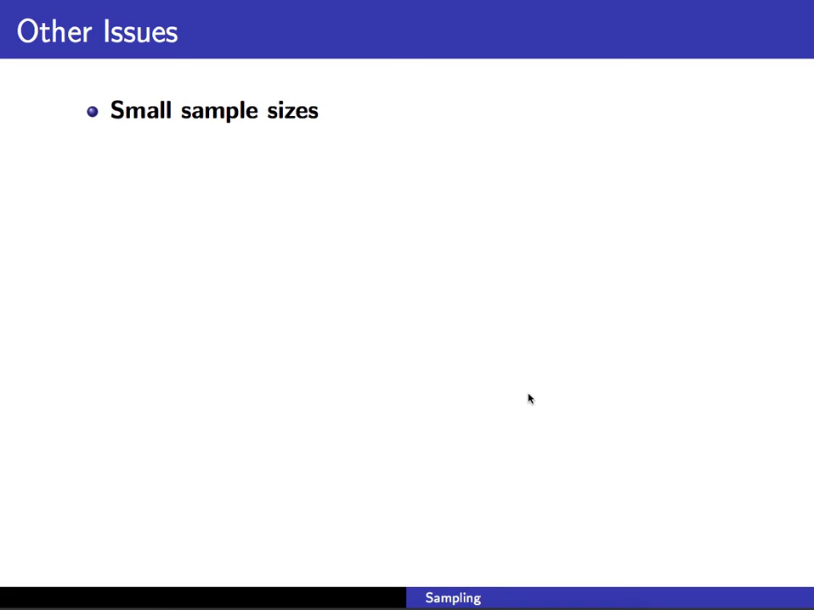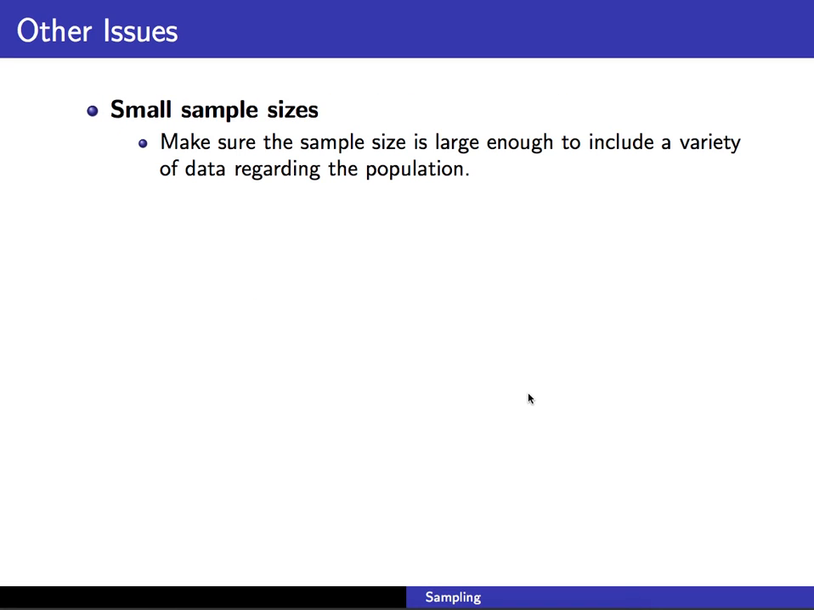Some other issues that arise are small sample sizes, and again, we want to make sure that our sample size is large enough to include a variety of data about the population. I've said this in the last video as well, and the question on your mind might be, how do I know if the sample size is large enough to sufficiently represent the population? The good news is we're going to talk about that later in this course. In a future video, we'll talk about how to calculate the proper sample size to be within a certain percentage of what you need.